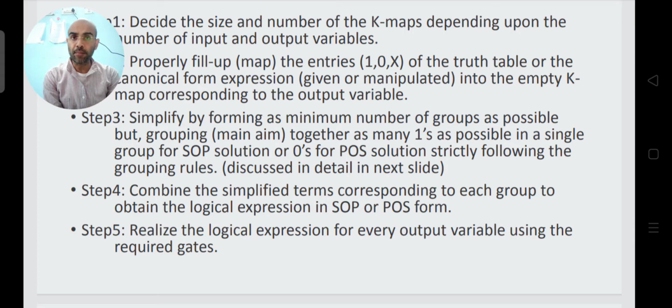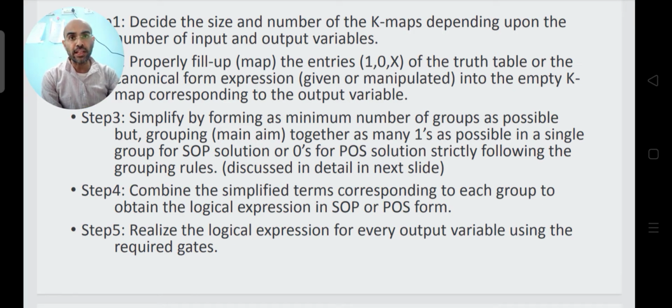The grouping is to apply a particular rule, which is A plus A bar is equal to 1. Just to apply that identity, we form the groups. Forming the groups is a little tricky. Somewhere you may see that we should start with the minimum number of 1s. You will start with, let's say, 1 square, then you will start with 2 squares. First of all you will see the adjacent cells.